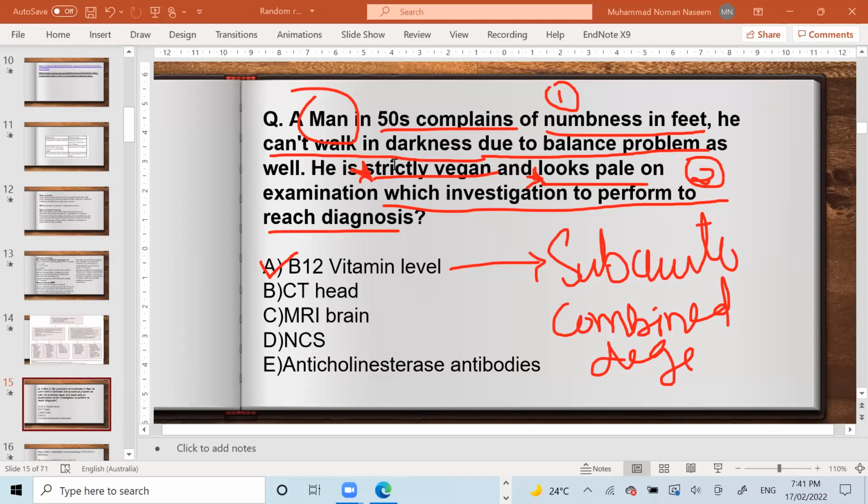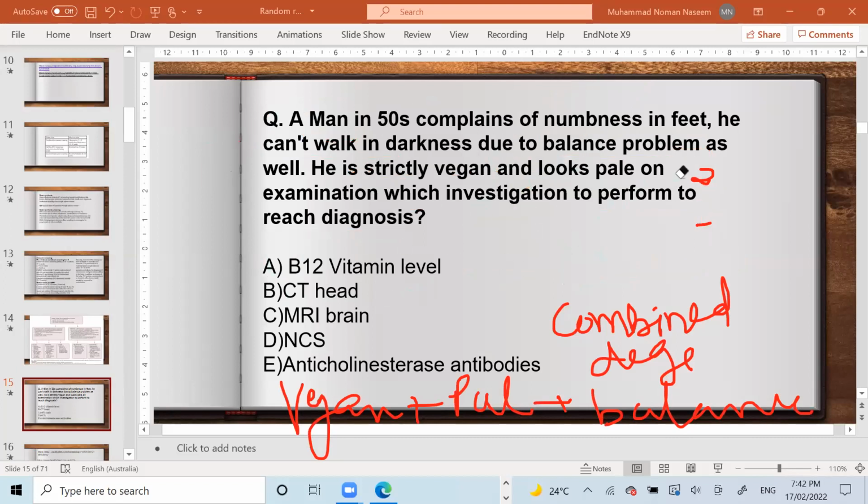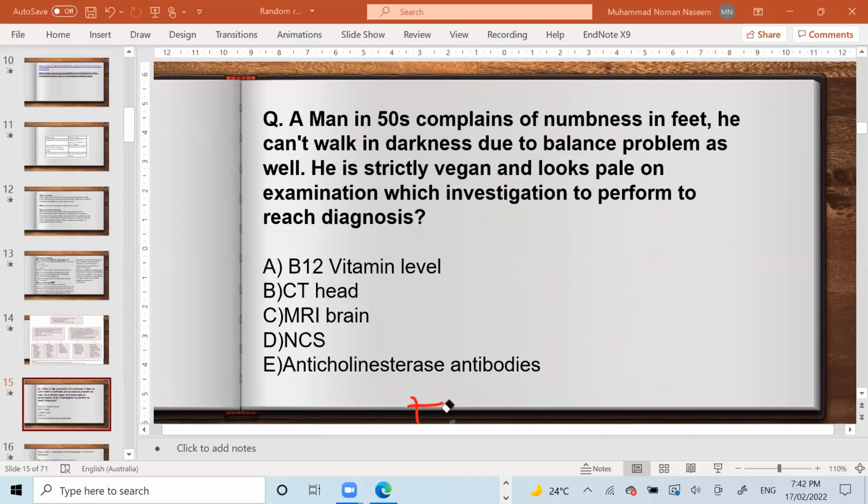They have given you all some very important clues in this question. They have given you the change in the sensations of the patient, and problems with the balance. And they have given you clues that he is strictly vegan and he is pale. Vegan, pale, having balance problem or sensory problem, always think about vitamin B12 deficiency or pernicious anemia. Pernicious anemia is an autoimmune disease, Dr. Anna. It occurs because there are antibodies against the intrinsic factor, so vitamin B12 doesn't combine with it and get absorbed.